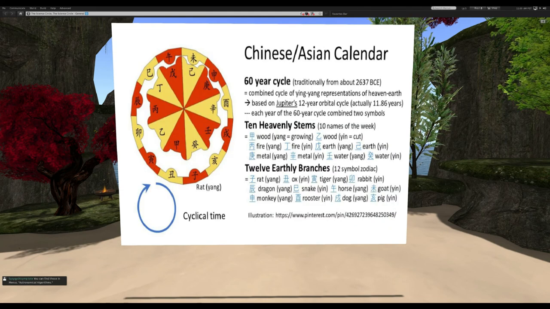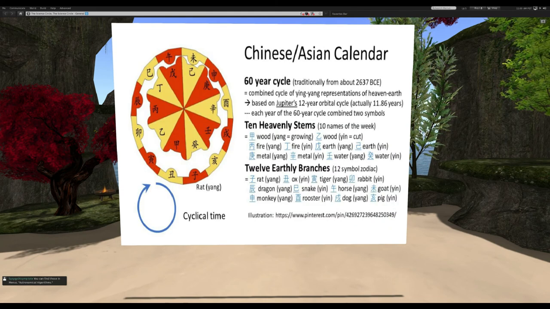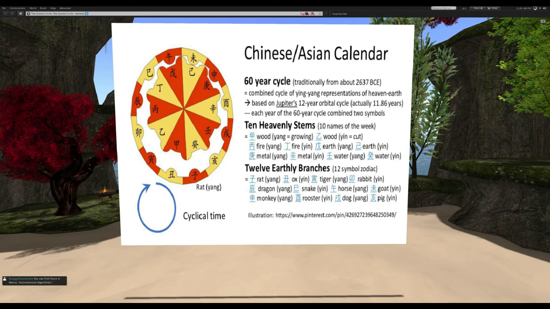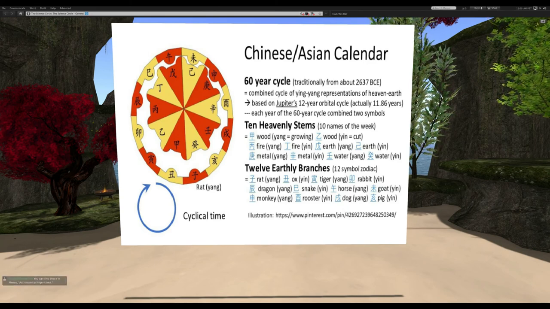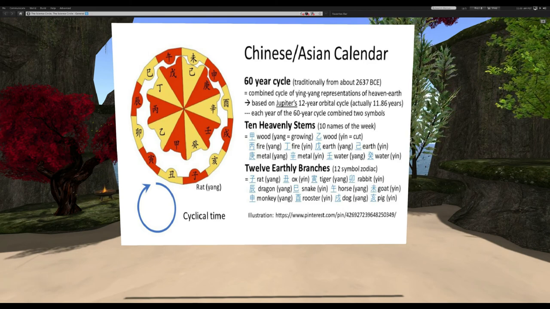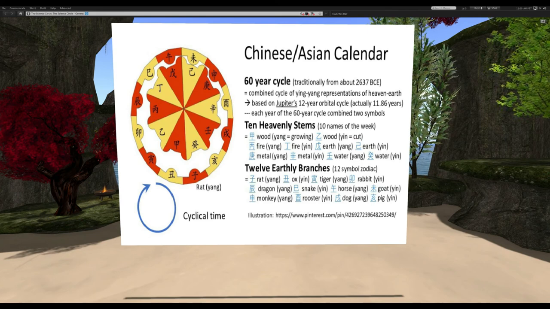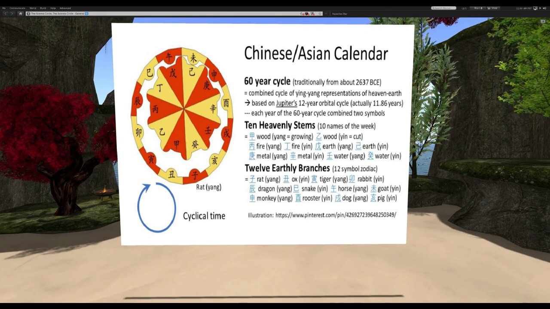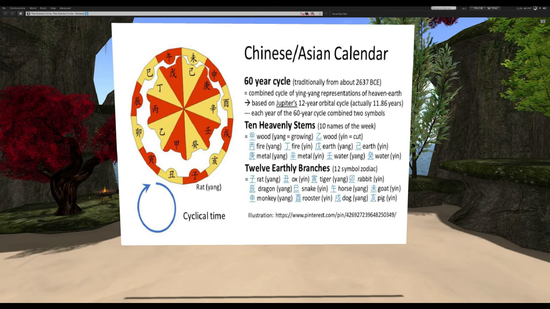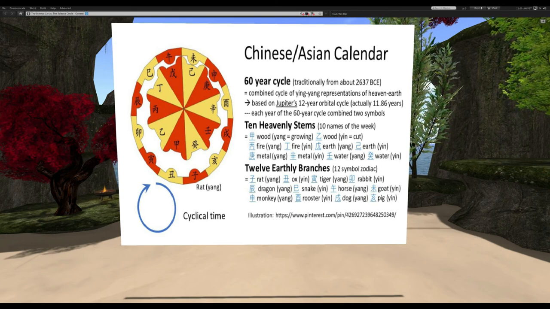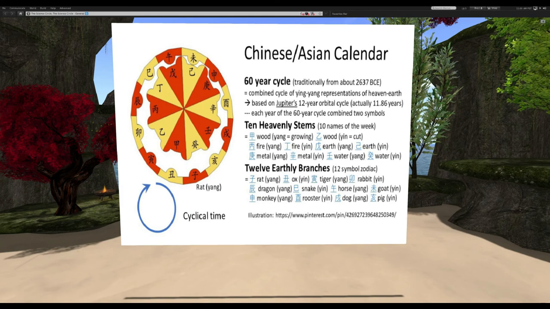What's very fascinating is we just had the Year of the Rat, or Asian New Year. That one is a 60-year cycle, which dates back a long time. Actually, one of the 12-year cycles is based on Jupiter's orbit. And so you also have yin and yang.